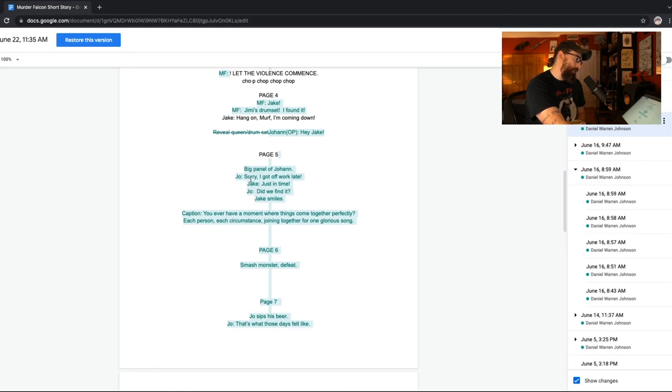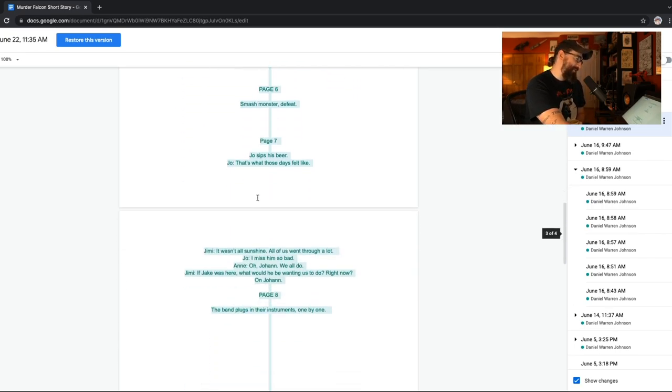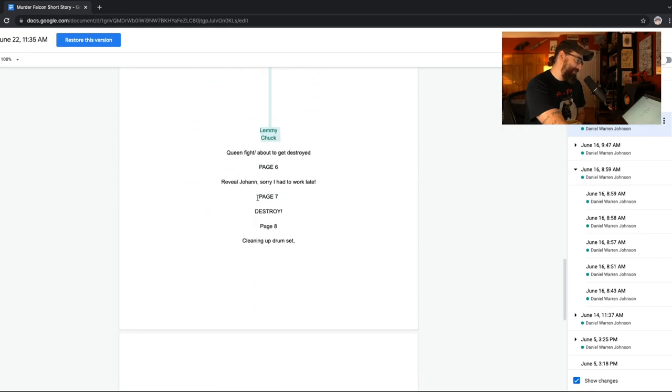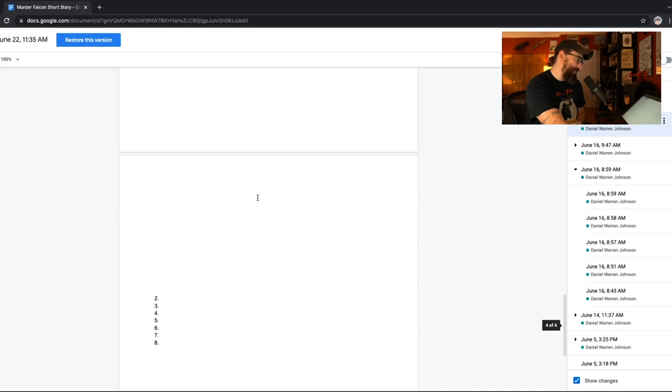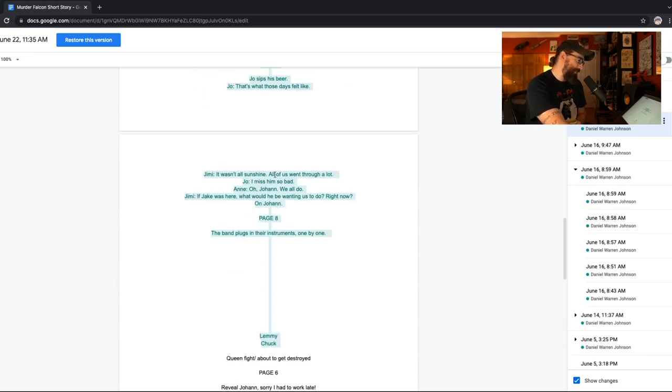Page 5, big panel of Johan. Sorry, got off work late. Just in time. Did we find it? Jake smiles. And okay, I just moved all the stuff I didn't like down.